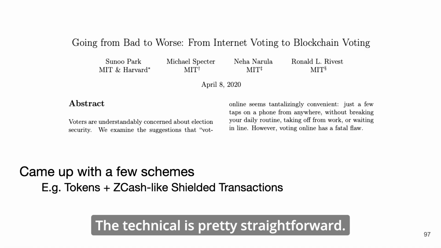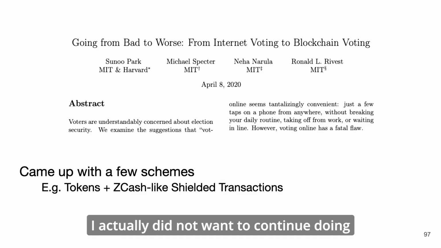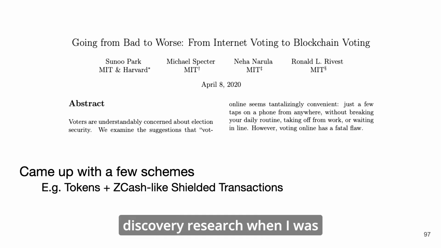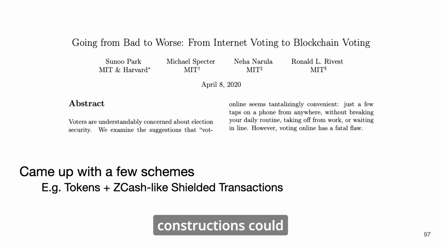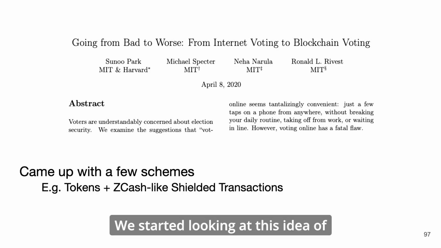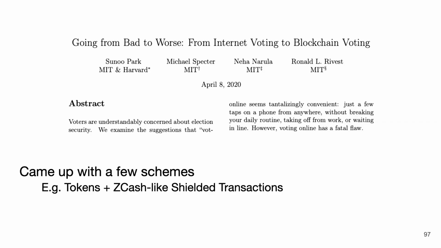The technical is pretty straightforward. We actually looked into blockchain voting and applying more cryptography, and this is where I come clean a bit. I actually did not want to continue doing vulnerability discovery research when I was in grad school. My goal was to be a cryptographer, and we were studying how new cryptographic constructions could be useful in elections. And we started looking at this idea of basically backing up end-to-end verifiable systems using a blockchain.